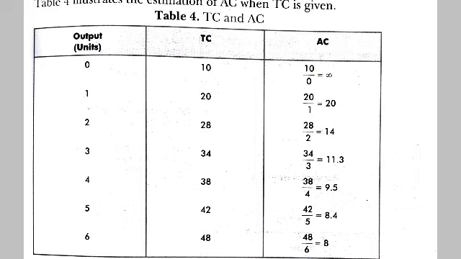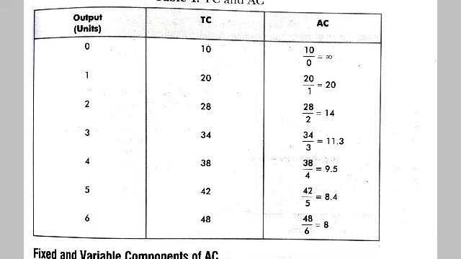10 rupees is the component of fixed cost and 10 rupees is the component of total variable cost. 20 divided by 1 is equal to 20. For the first unit our average cost is 20. Now when we produce 2 units of the output, our total cost goes to 28. Average cost is equal to 28 divided by 2, which is 14. Average cost now has come down.